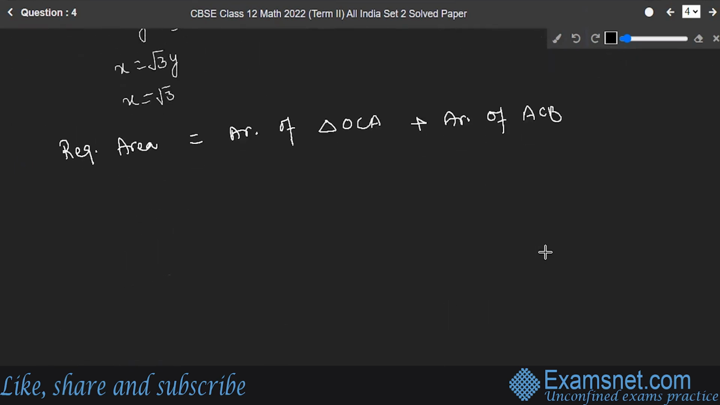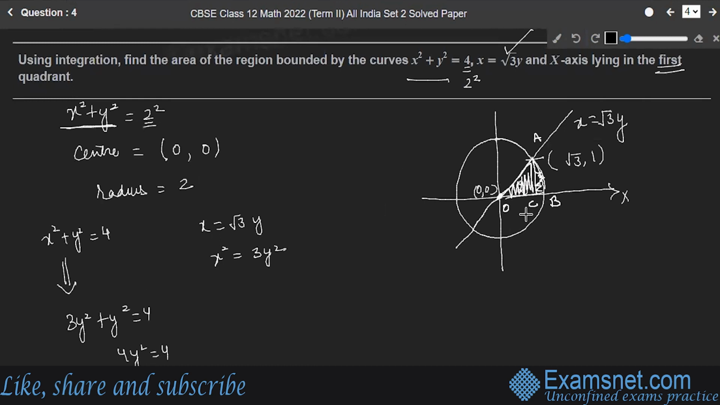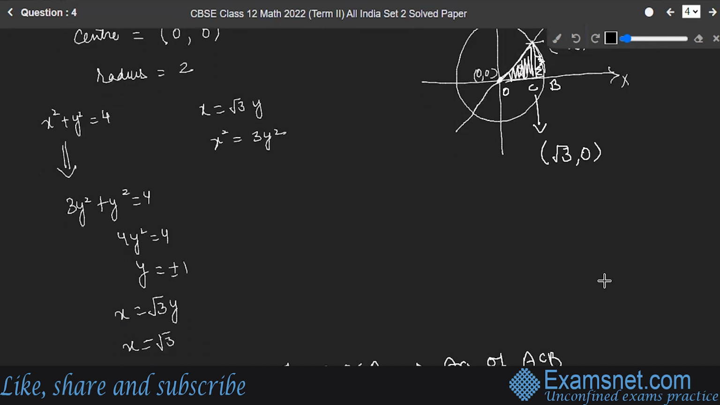Now, you know the area of the triangle is half into base into height. Area of triangle OCA is equal to half into OC into AC. But I don't know OC. What is OC? To find out OC, I need the coordinates of C. And the coordinates of C: the x coordinate was equal to root 3 and the y coordinate, of course, is 0. Correct? So what is OC?